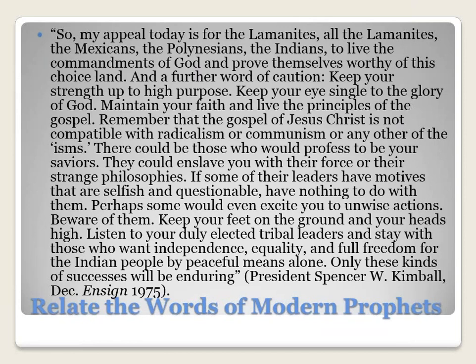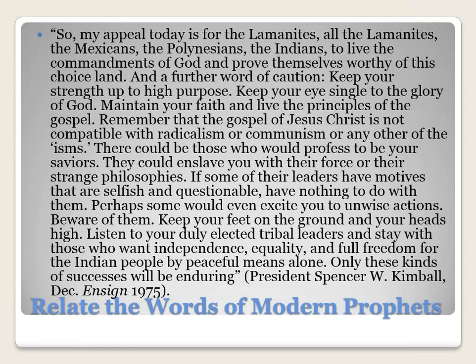So my appeal today is for the Lamanites, all of the Lamanites, the Mexicans, the Polynesians, the Indians, to live the commandments of God and prove themselves worthy of this choice land. And a further word of caution: keep your strength up to high purpose. Keep your eye single to the glory of God. Maintain your faith and live the principles of the gospel. Remember, the gospel of Jesus Christ is not compatible with radicalism or communism or any of the other isms.